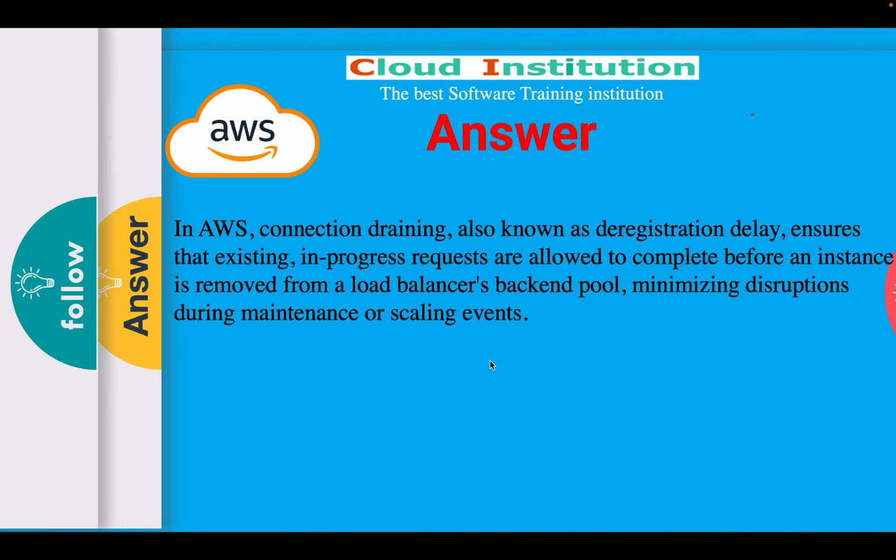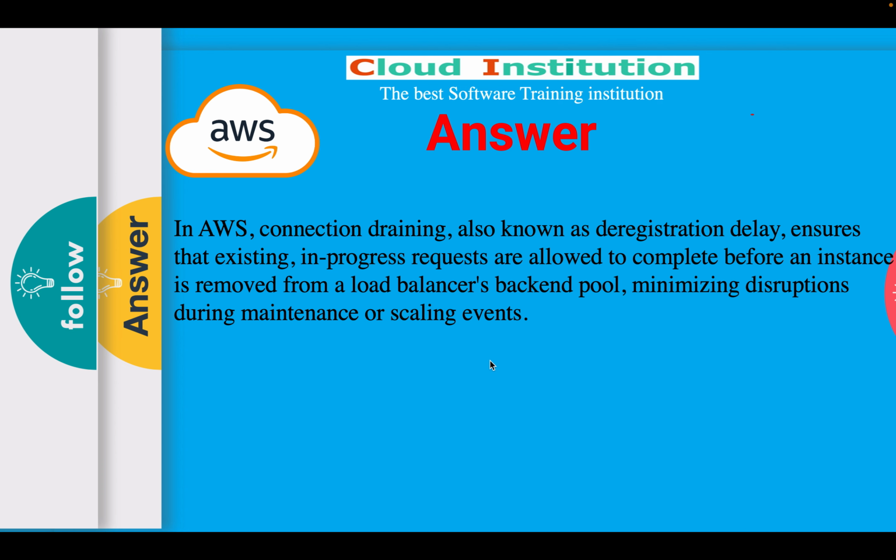The answer for this question is: in AWS, connection draining is also known as deregistration delay. It ensures the existing and in-progress requests are allowed to complete before the instance is removed from the load balancer's backend pool, minimizing the disruptions during maintenance or scaling events.